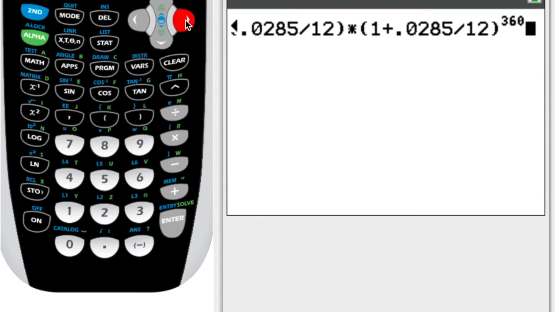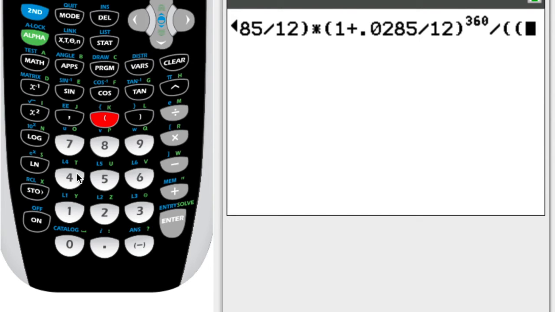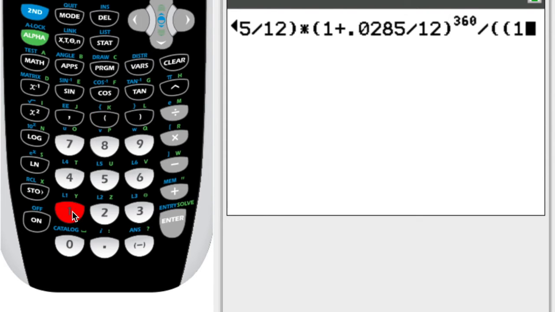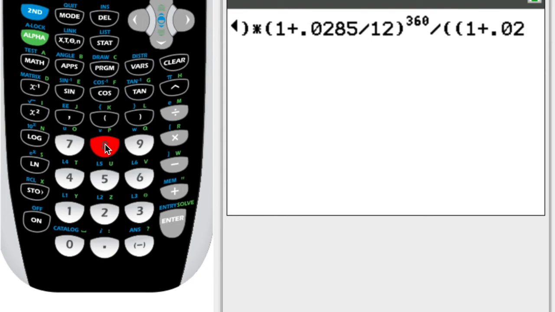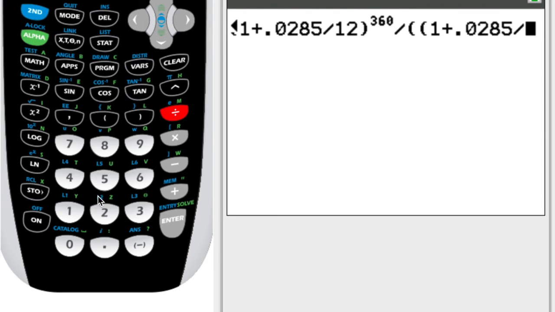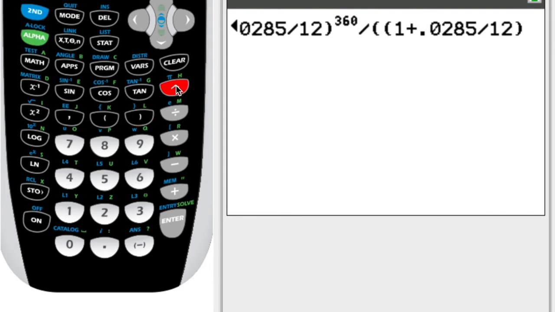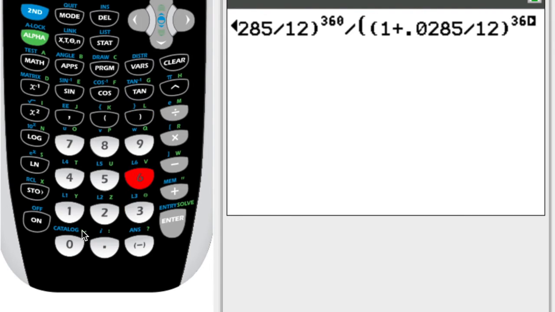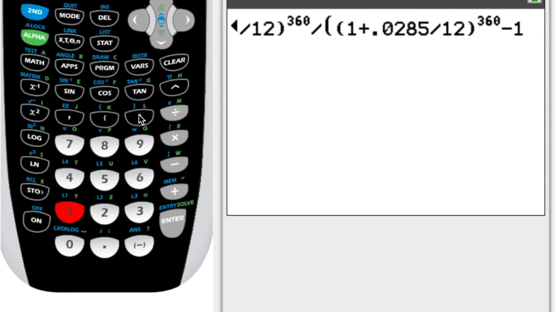Now I need a right arrow in order to get my cursor back down, and I'm going to say divided by, open parentheses, and I need another open parentheses because there's an inner parentheses. It's going to be 1 plus 0.0285 divided by 12, close parentheses, raised to 360. I need to go right arrow again to get myself back down, and then say minus 1, close the parentheses.